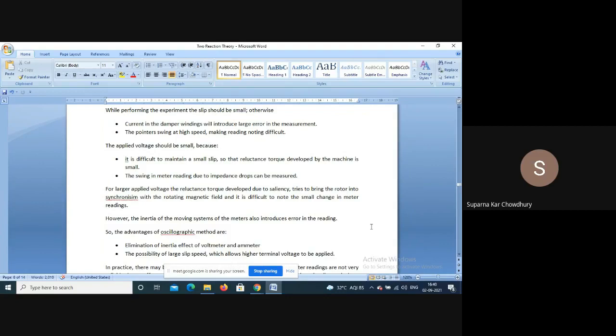And the pointers will also swing at a very high speed, so it is difficult to read the voltmeter and ammeter readings. Then another point is that the applied voltage should be small, because unless the applied voltage is small, it is difficult to maintain a small slip, because the reluctance torque developed will try to pull the rotor to synchronous speed. So the voltage should be small.